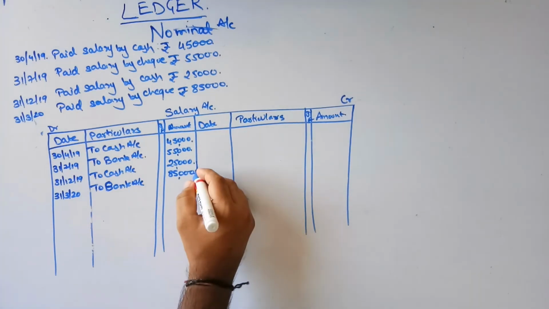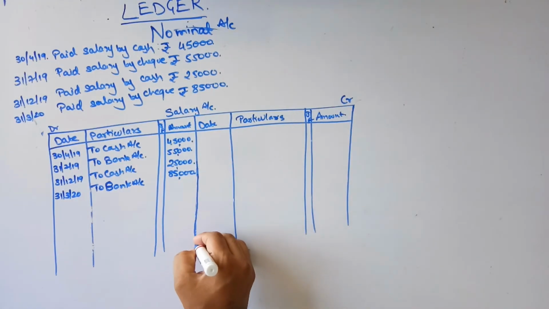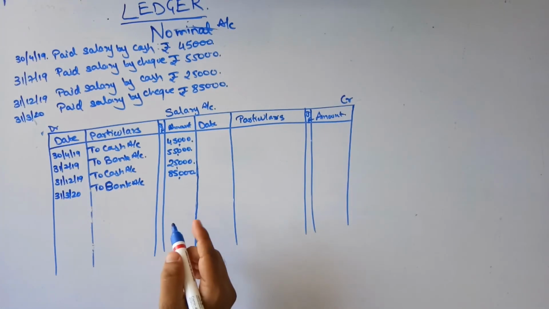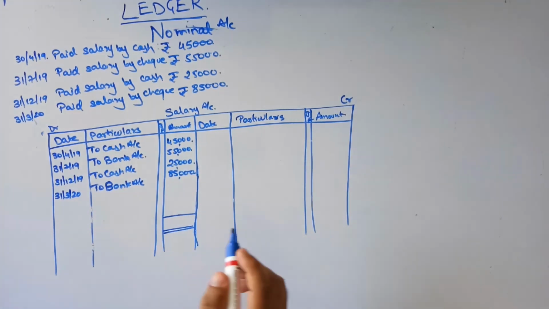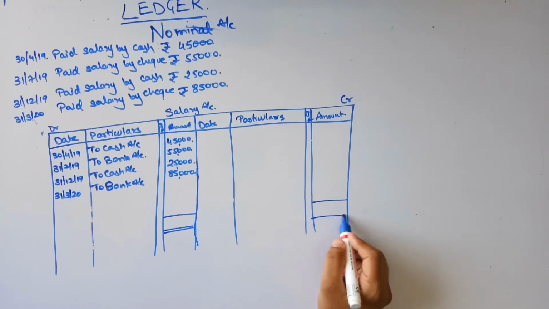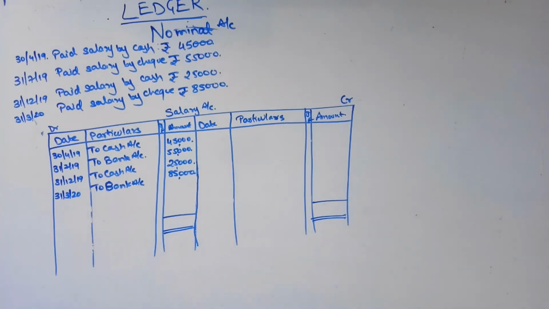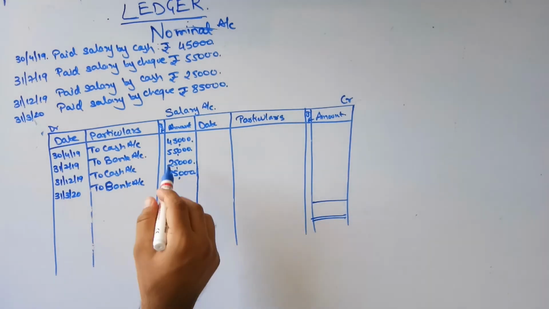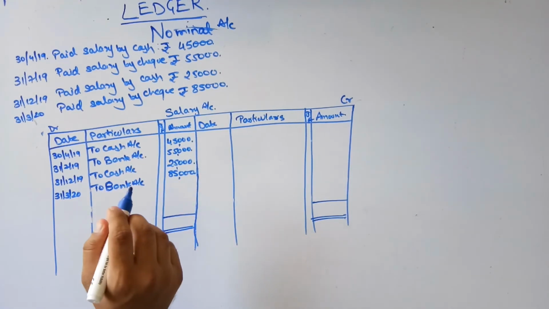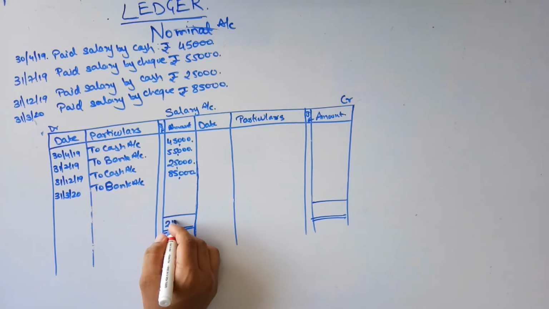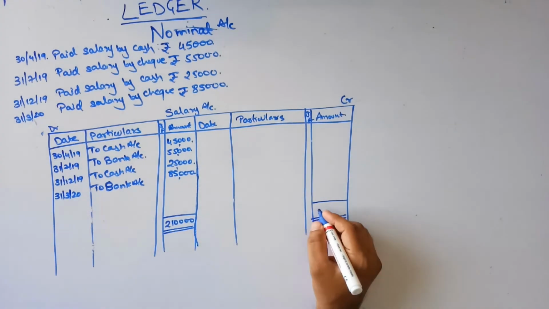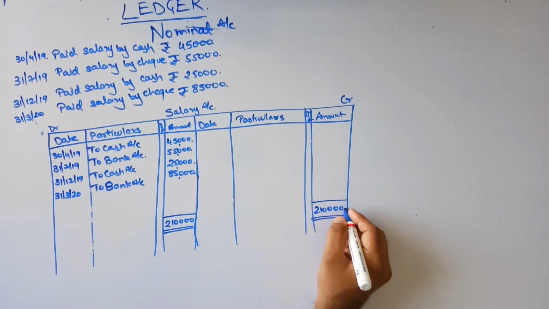Now we will balance this account. If I want to balance this account, what is rule number one? We will total over here, okay, here also. After this, the next step is what? Total up. So this total comes to how much? 2,10,000. Okay, correct, guys?